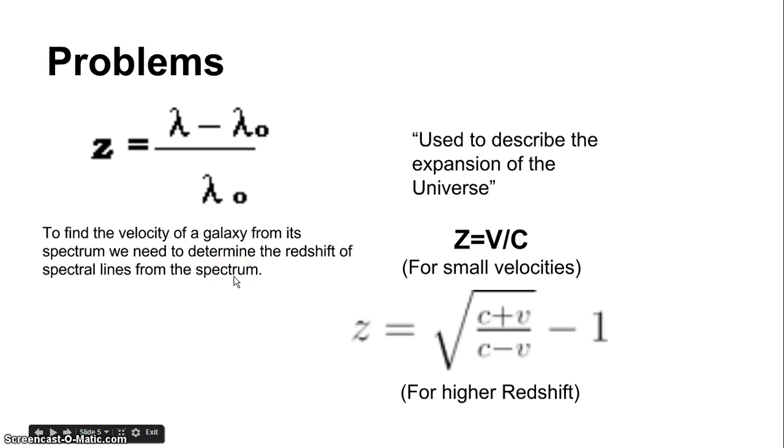The following equation is used to describe the expansion of the universe, where for small velocities we use z equals velocity over speed of light, and for higher redshift we use z equals the square root of (speed of light plus velocity) all over (speed of light minus velocity), minus 1.